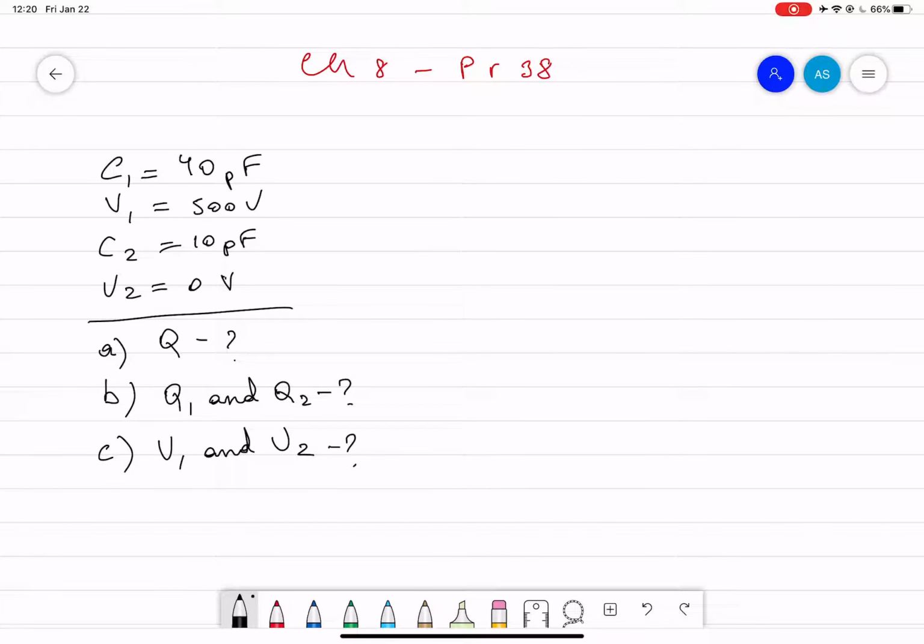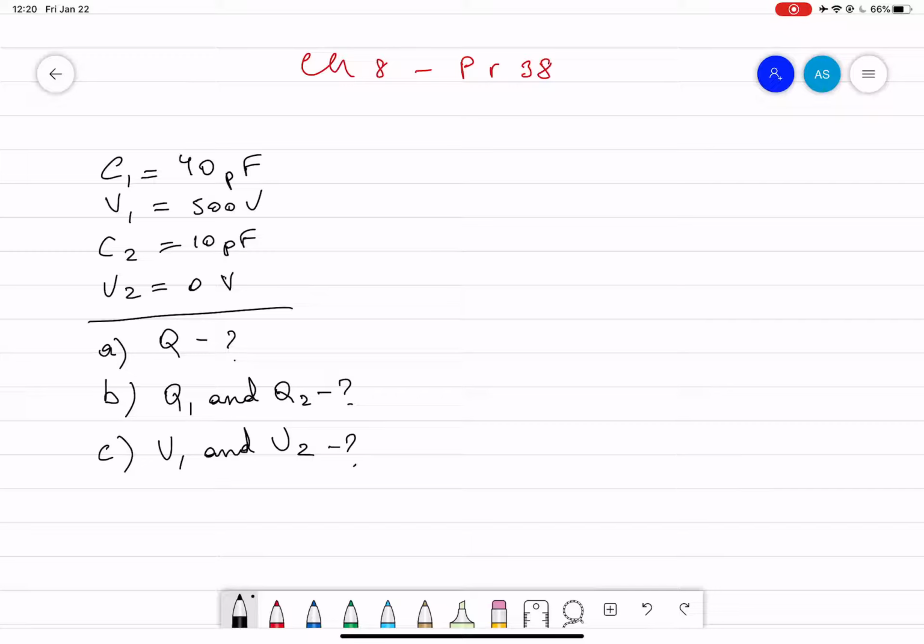Okay, so here we have problem number 38 from chapter 8. The given values are: C1 is 40 picofarad, the potential difference across the capacitor is 500 volts. C2 is 10 picofarad. It's still not connected to the first capacitor, so therefore the potential difference across C2 is 0 volt.